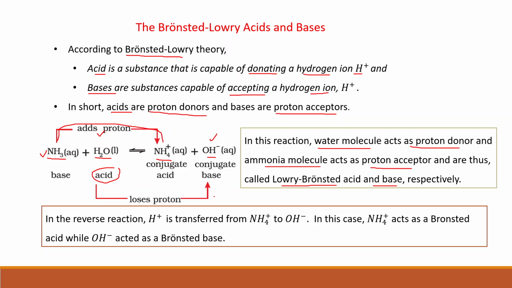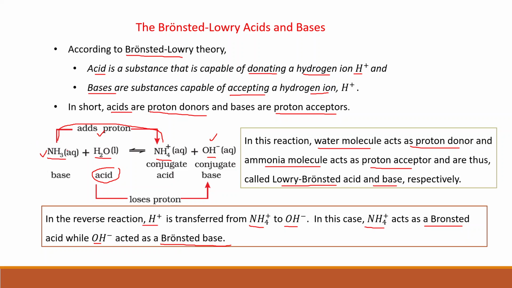If we consider the reverse reaction, then NH4 plus is converting into NH3, that is, it donates the proton. So NH4 plus is an acid. And OH minus ion is converting into H2O by accepting a proton, that's why this is a base. In the reverse reaction, H plus is transferred from NH4 plus to OH minus. In this case, NH4 plus acts as a Brönsted acid while OH minus ion acts as a Brönsted base.